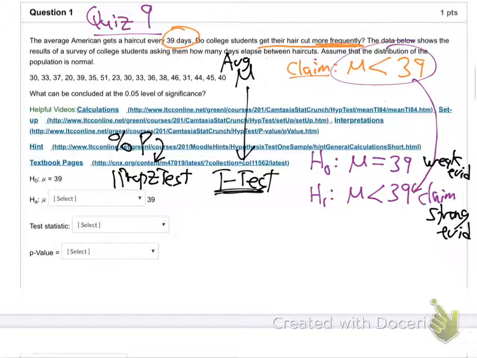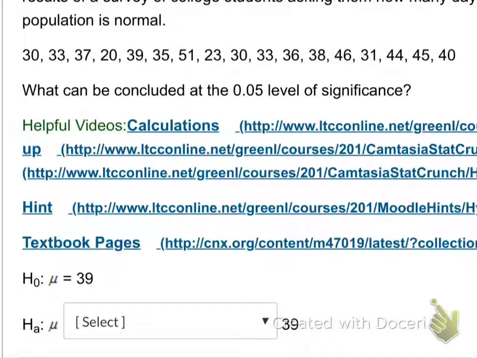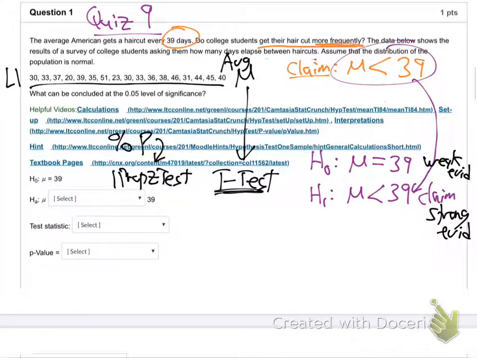Actually, first, what do we have to do? I'm forgetting. What do you got to do with all that data? Put it in L1. Whenever they give us a list of data, that's nothing new. We always have to put all that data in L1. So let's do that. Here's a better look at the data. Can you put that data in your calculator? Good, you got all that in L1? So first put all that in L1, then go to the t-test.